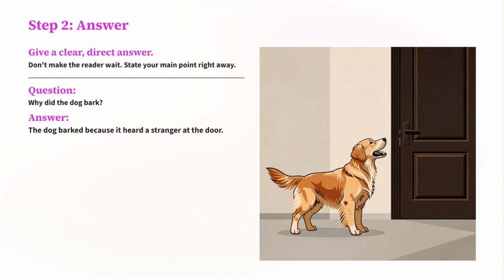Step 2, answer. Give a clear, direct answer. Don't make the reader wait. State your main point right away. Question, why did the dog bark? Answer, the dog barked because it heard a stranger at the door.